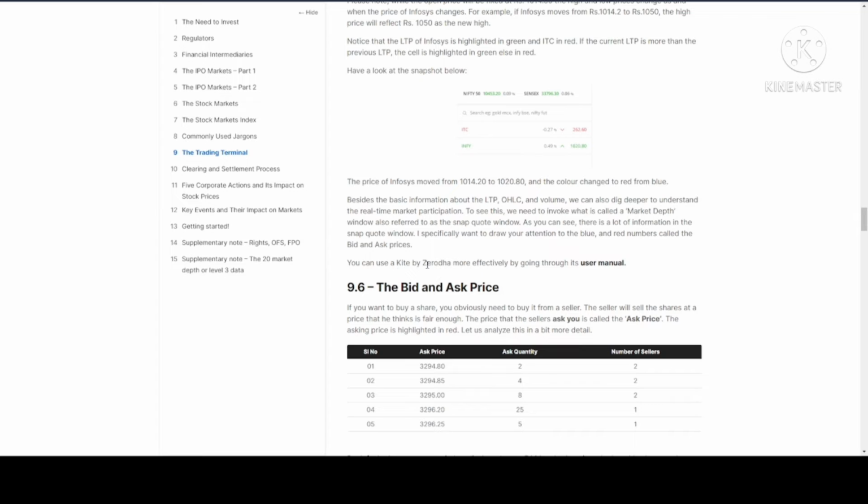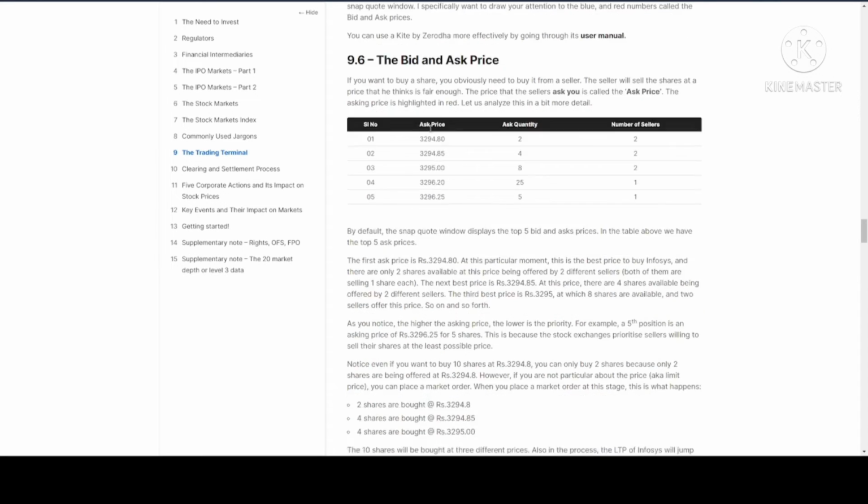You can use Kite by Zerodha by going through it more quickly. The bid and ask price.